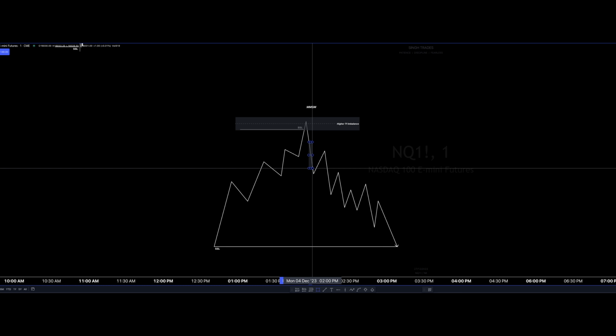Let's take a look at this drawing and understand how you scale in the right way. So here we can see that we have buy side over here and sell side over here. Market comes up, taps this higher time frame imbalance, and gives us a market structure shift with a fair value gap here.